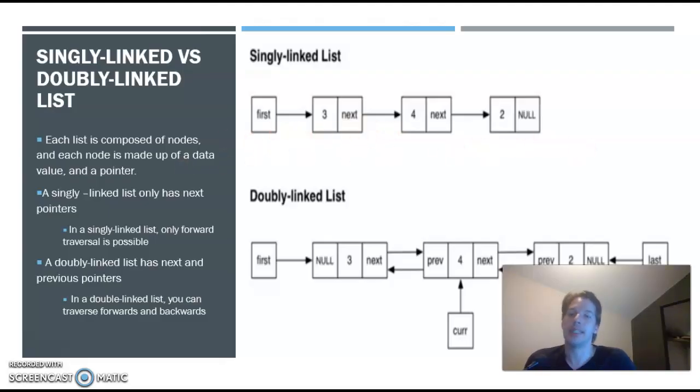A singly linked list only has next pointers, so it can only point forward. You can only traverse forward. A doubly linked list has a next and a previous pointer, so you can move forwards and backwards in it.